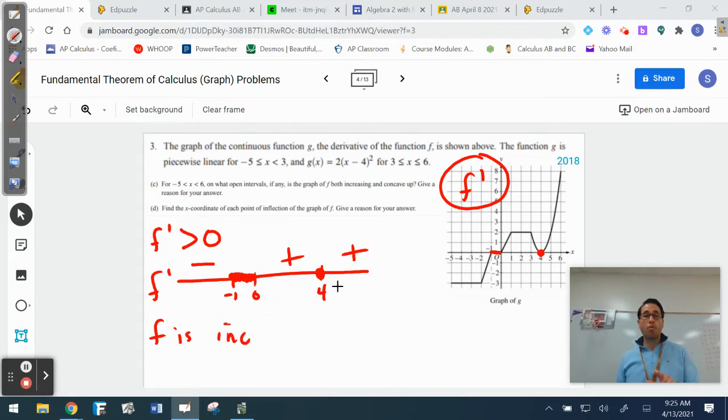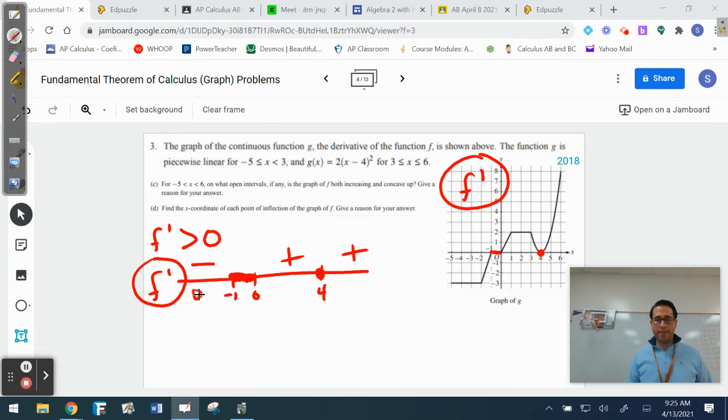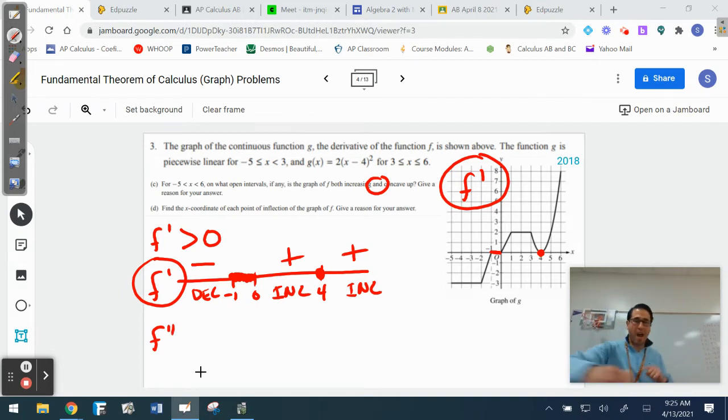Okay. Oh, it says when is f increasing and concave up? Okay, so I'm going to just hold off a little bit. But remember, this means the original graph of f will decrease here, then increase, and then increase. But the question says when is it increasing and concave up? So now we got to deal with the second derivative. And everybody at home, say it with me right now.